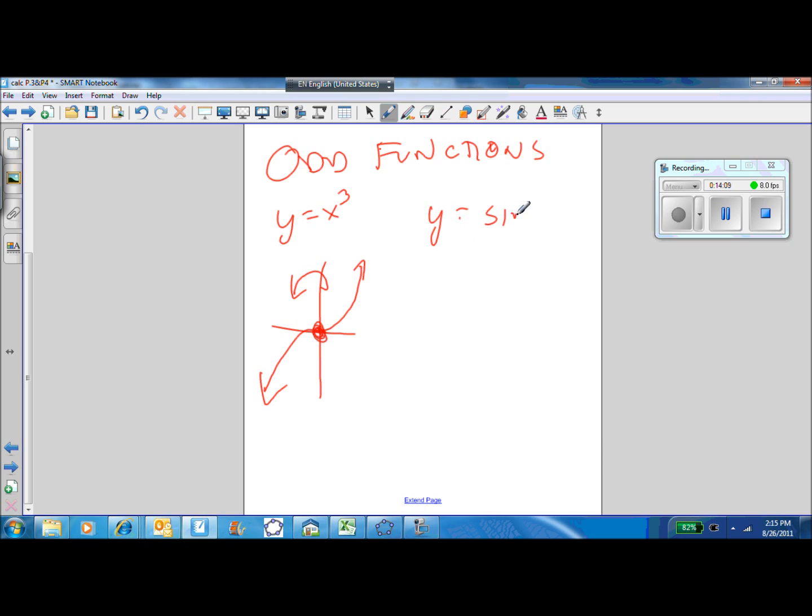Y equals the sine of x. A lot of times you just graph the first cycle like this, but as you go off in the other direction, you come back around like this again. Notice if you rotate that 180 degrees, it's back on itself. So those are some odd functions.